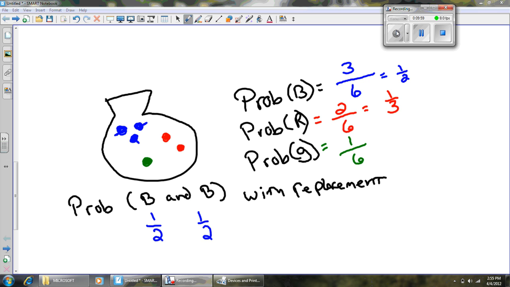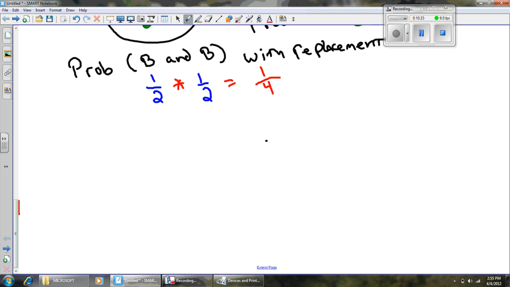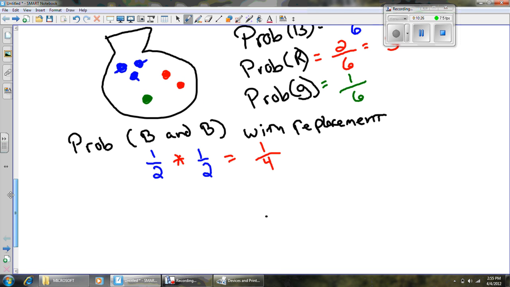Okay, so we need to use the fundamental counting principle and multiply these together. Now, I expect you to know how to multiply fractions. You're 8th graders. You can't get this wrong anymore. 1 times 1 is 1, and 2 times 2 is 4. So the probability of getting a blue the first time and a blue the second time is 1/4, 1 out of 4. We'd expect if we did that experiment 4 times, we should only win once.